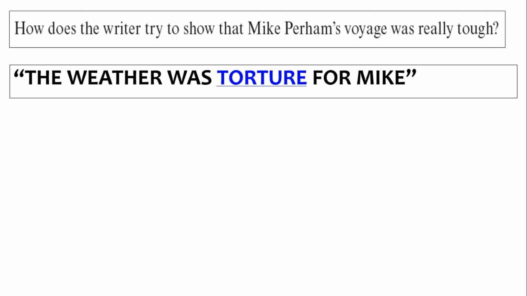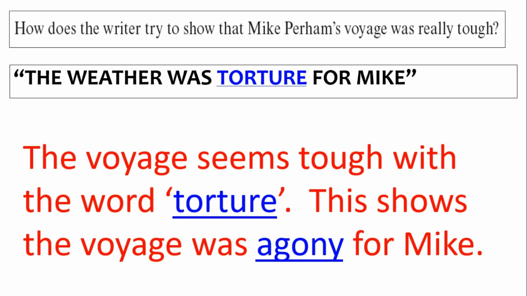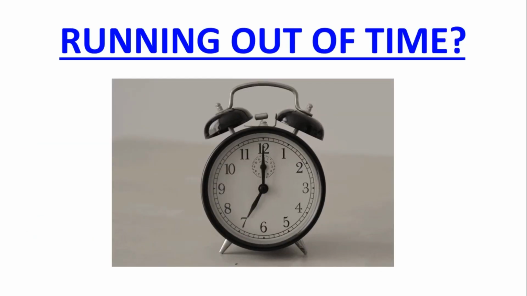It could have just said the weather was bad for Mike. Why has the writer chosen the word torture? What connotations does torture have? Well, pain, agony, punishment. So I put, the voyage seems tough with the word torture. This shows the voyage was agony for Mike, because I've linked the word agony to torture.